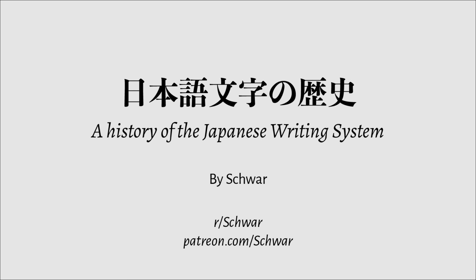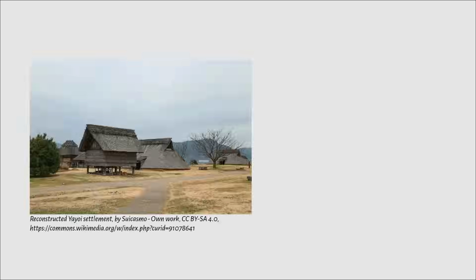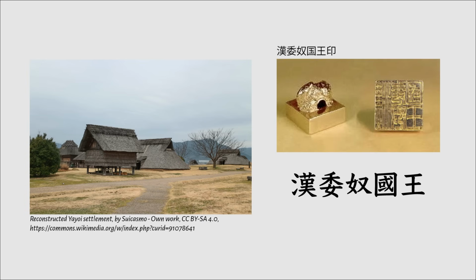Japan probably first encountered writing during the late Yayoi period of Japan, as diplomatic relations between Japan and China started. The earliest evidence of writing in Japan we have is of the Kan no Wa no Na no Kokuō-in, or the King of Na's gold seal, from the middle of the 1st century AD. This seal was gifted to a Na Kingdom emissary by Emperor Guangwu of the Eastern Han Empire. The 5 letters of the golden seal spell out Kan no Wa no Na no Kokuō in Chinese seal script.